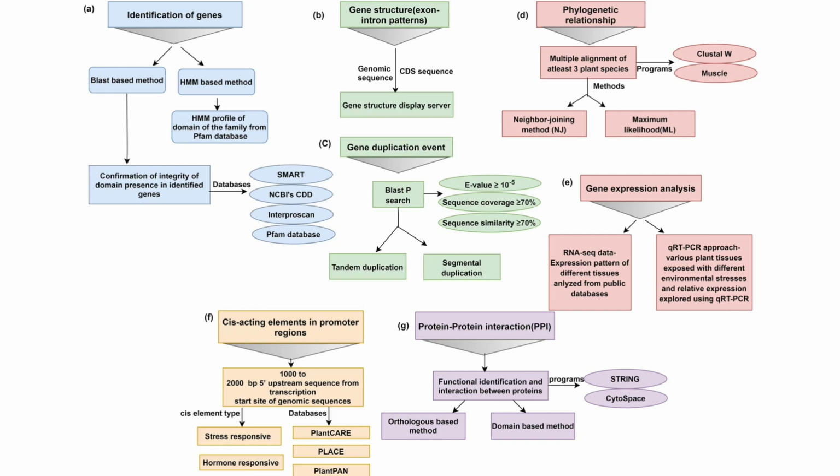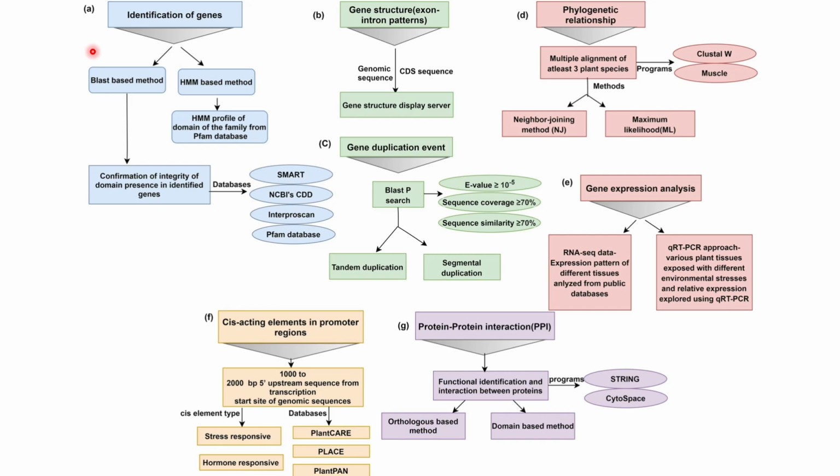So in the A section, you can see here I should turn on the label pointer, and here you can see that A section, identification of genes. So we are going to identify the genes. There are two methods for identifying the genes. First of all is the BLAST-based method, and the second one is the HMM-based method, an HMM profile of a domain family from the Pfam database. We are going to stick to the BLAST-based method.